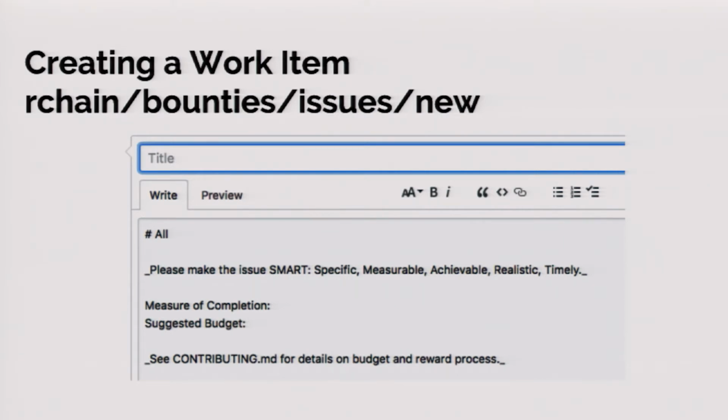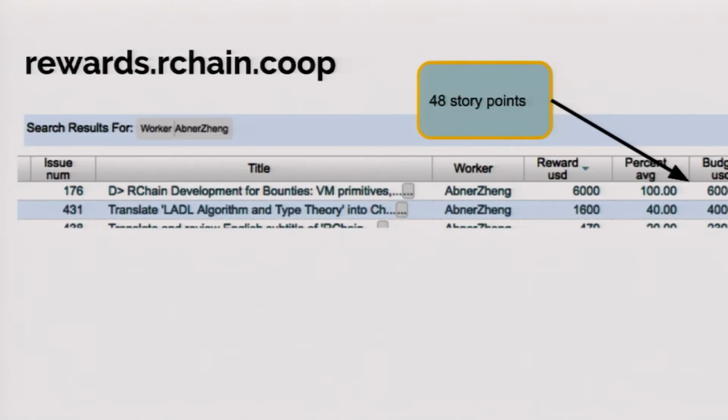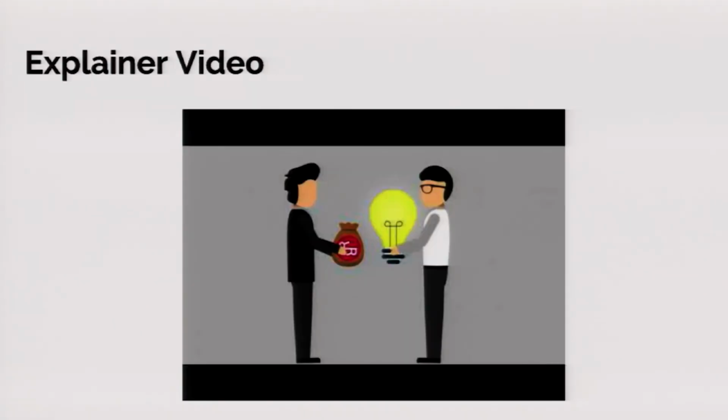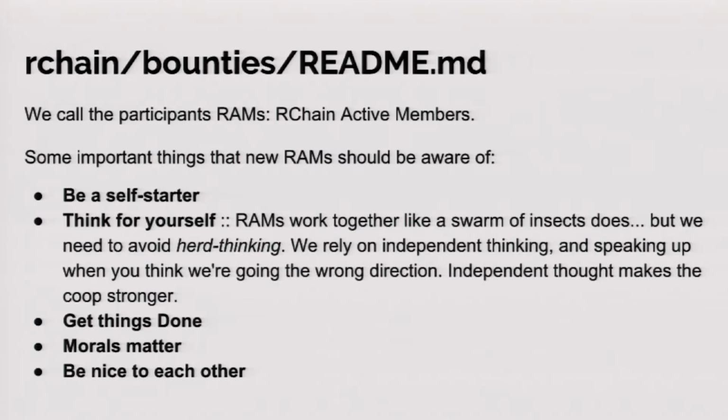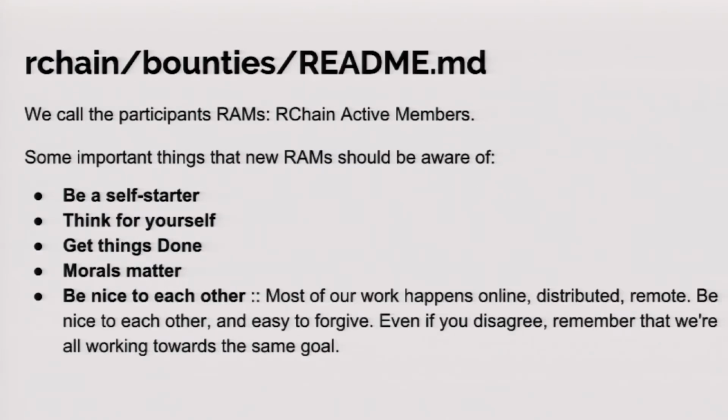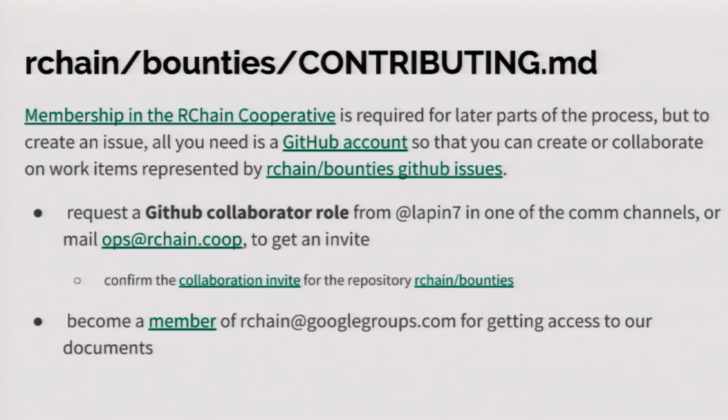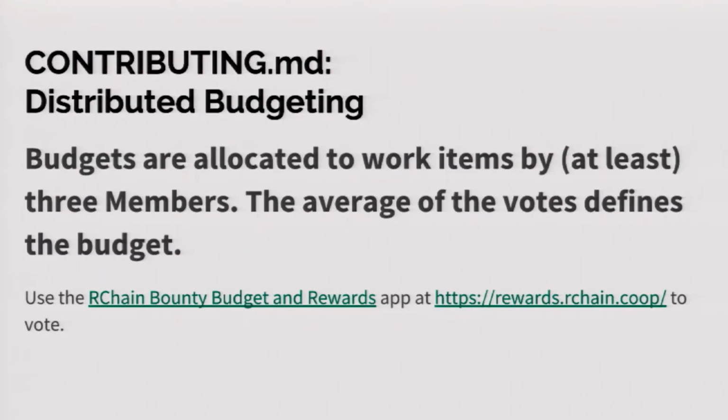Okay, so the GitHub repository and the Google group. All right, so then there are two phases to the actual bounty process. The budgets are allocated to items by at least three members, and the average of the votes of at least three defines the budget.